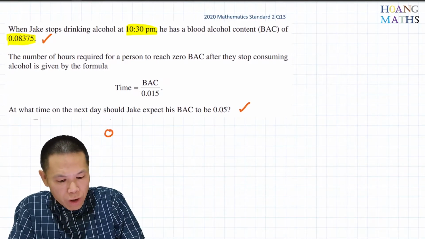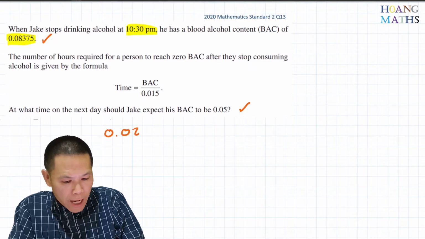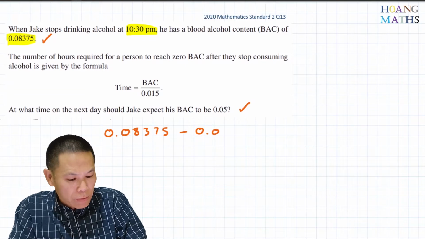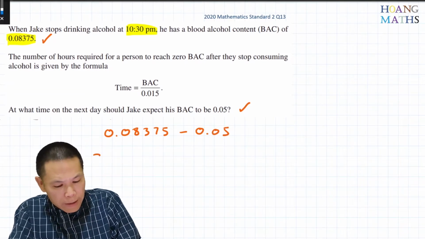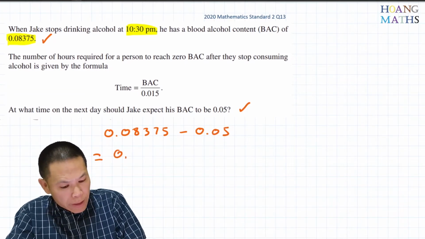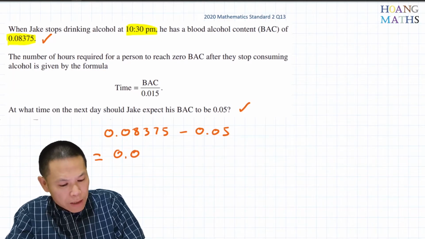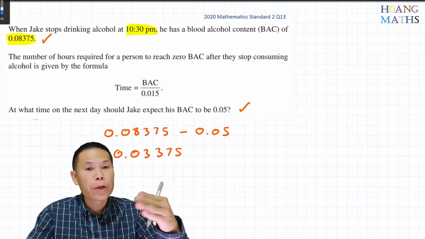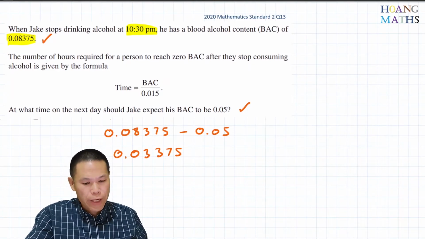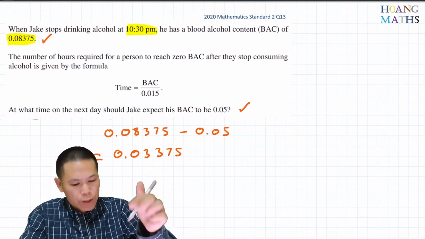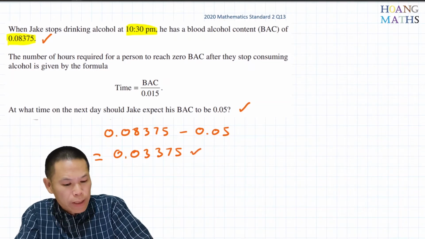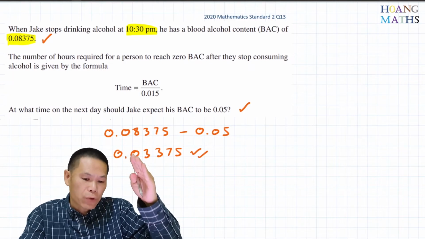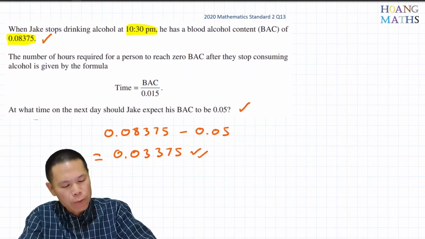So we go 0.08375 minus 0.05. So that is 0.0. So 8 minus 5 is 3. So 375. Otherwise, we can just use the calculator. So now to work out the time, the blood alcohol content now is this, because it drops from 0.08375 to 0.05. So that will give me this.